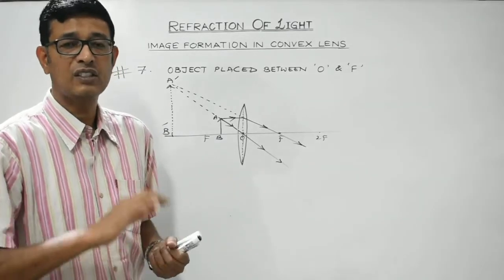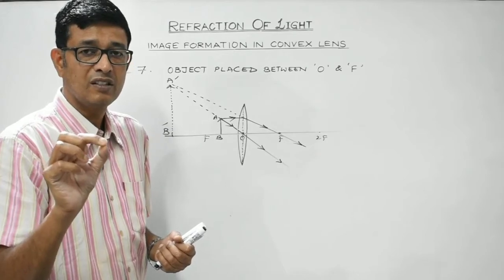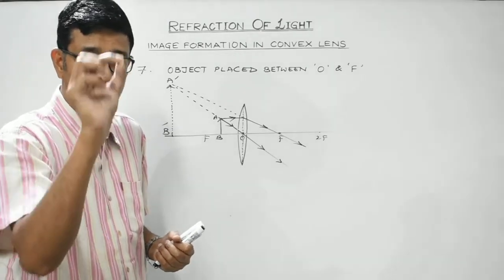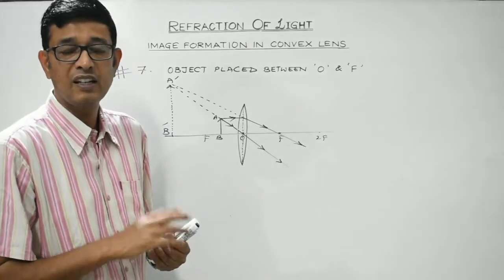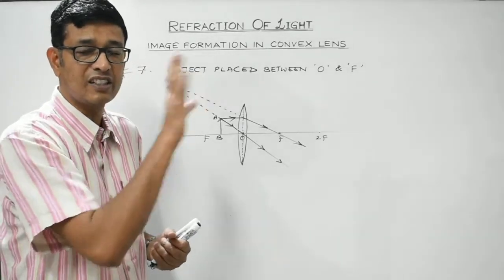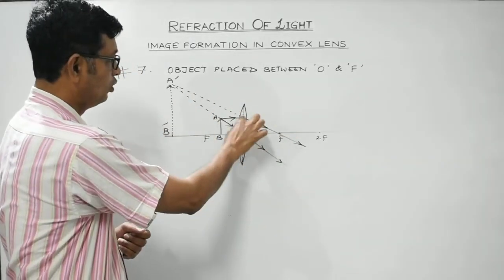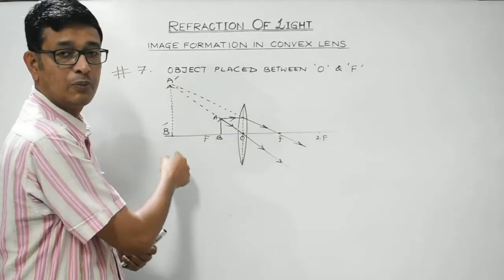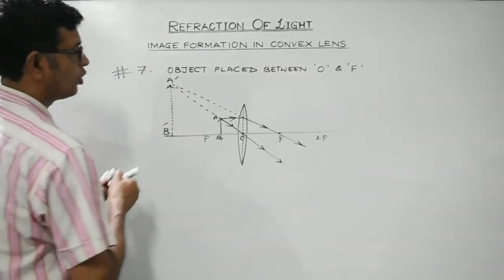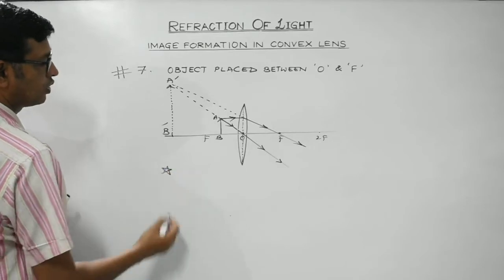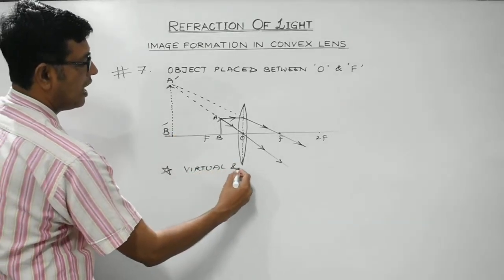Right? So what I've stated is, if two dark lines intersect after refraction, then the point of intersection will be the position of the real image. And in case of two dotted lines intersecting at a point, that will give you the position of the virtual image. Two dotted lines intersecting at this point give us the position of the virtual image. So students, this case is very, very important. So what about the nature of the image then? It is virtual and erect.